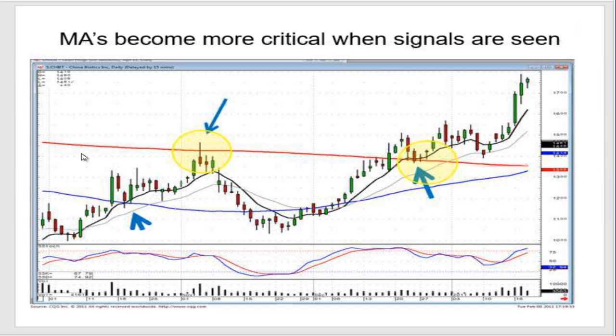What is the difference between a shooting star and a gravestone? Jake, the shooting star usually occurs at the top of a trend. The ultimate shooting star is the gravestone doji. Just like the ultimate hammer signal, which occurs at the bottom of a trend, the ultimate hammer signal is your dragonfly doji. So it doesn't matter what you call them, they still represent a change.